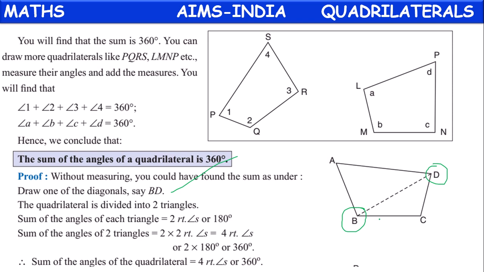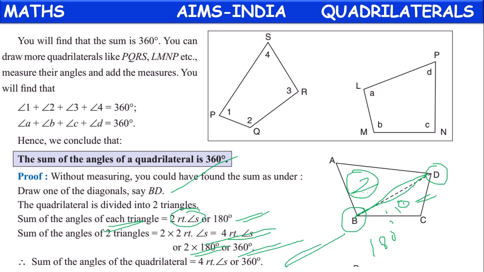Draw one diagonal BD. This diagonal will divide the quadrilateral into two parts. This is the first part, this is the second part. So the sum of angles in a triangle is equal to 180 degrees, or we can call it two right angles. The sum of angles in two triangles means two right angles plus two right angles, four right angles. So 2 into 180 is 360 degrees. So the angles of a quadrilateral, with the help of triangles, we can tell are equal to 360 degrees.